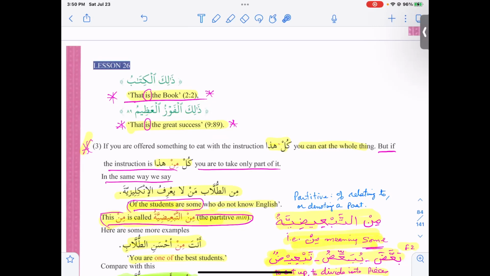Minat tullabi man la yariful ingliziyata. Of the students are some who do not know English. So this min has a special Arabic grammar name. Minat tullabi man la yarifu al-inkliziyata.